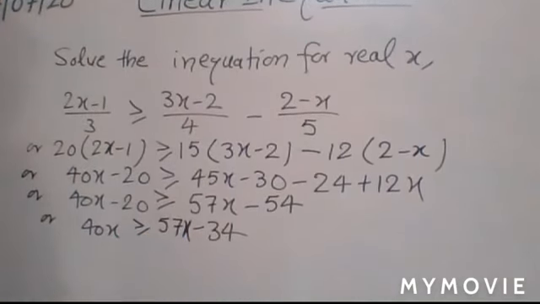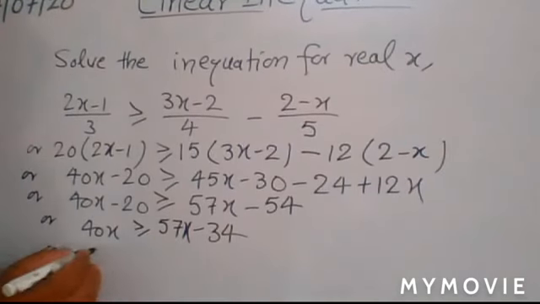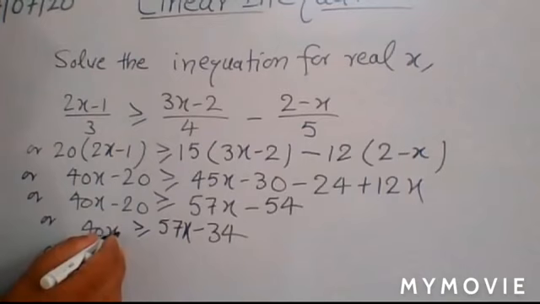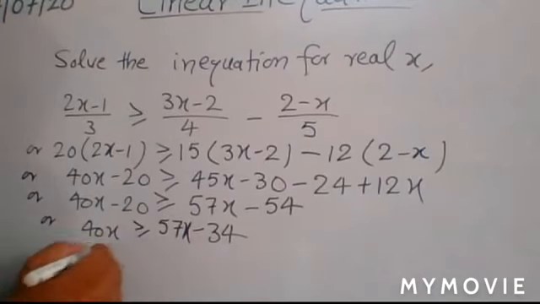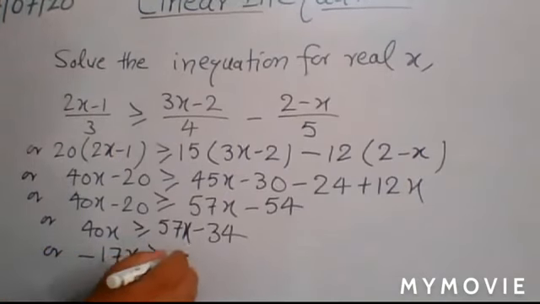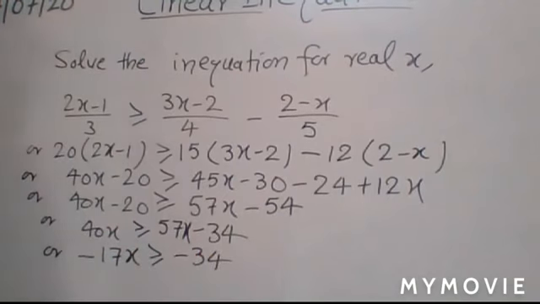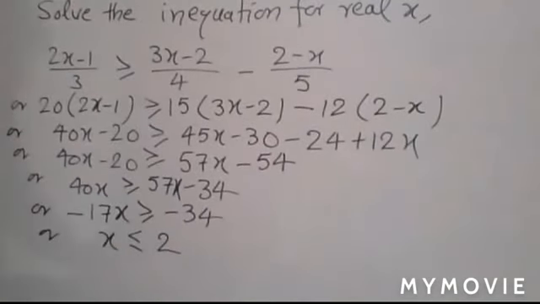Now what you do, you subtract 57x on both sides. So if you subtract 57x, what you have is minus 17x greater than or equal to minus 34. Dividing both sides by minus 17, the inequality also changes. So x is less than or equal to 2. Here you have x is less than or equal to 2.